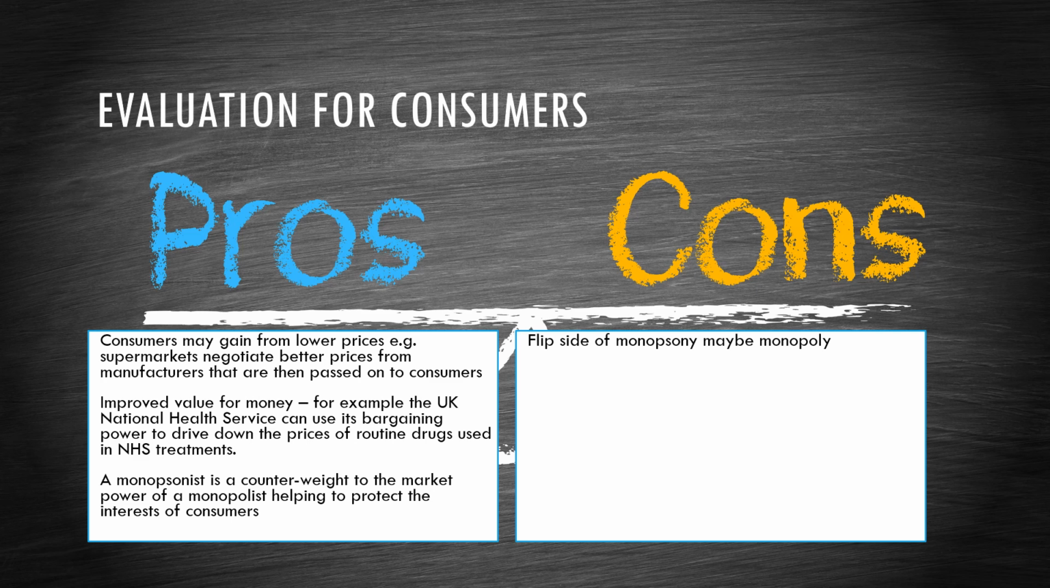Some disadvantages. Well, the flip side of a monopsony may be monopoly. If there's only one buyer from suppliers in the market, if there's only one buyer of milk from farmers, then it's likely there's only one seller of milk to the customer. So if we have a monopsonist, it's likely the monopsonist might be a monopolist to the consumer. Often it can also lead to restrictions in supply. There's less bought and therefore less available to sell.